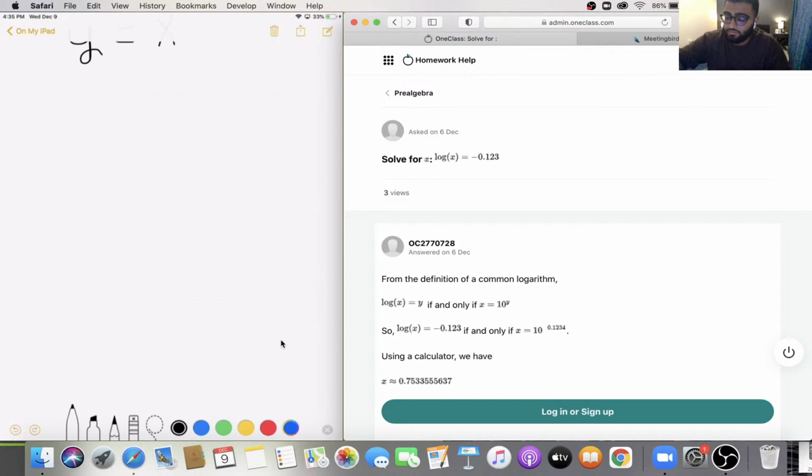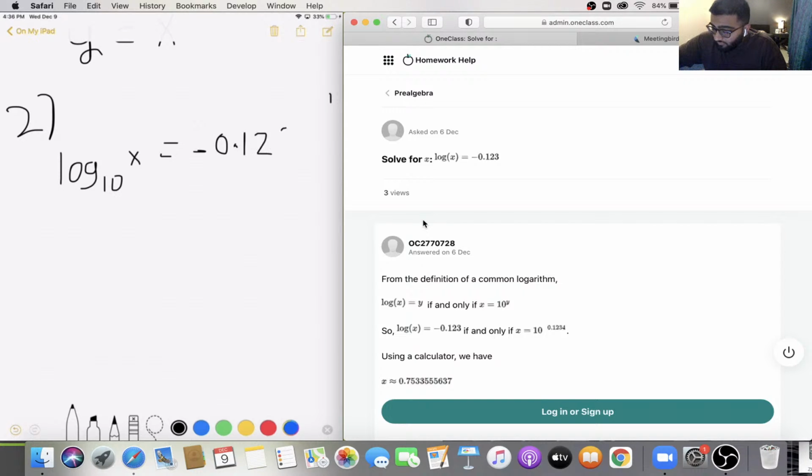Our second question today. We are solving for x. Log x is equal to negative 0.123. Since we are not given a base for our log, we assume that it's log base 10. So we're going to write that out. Log base 10 of x is equal to negative 0.123.